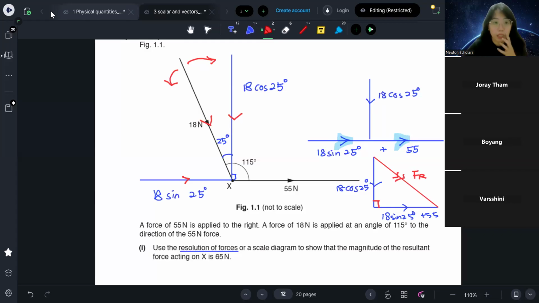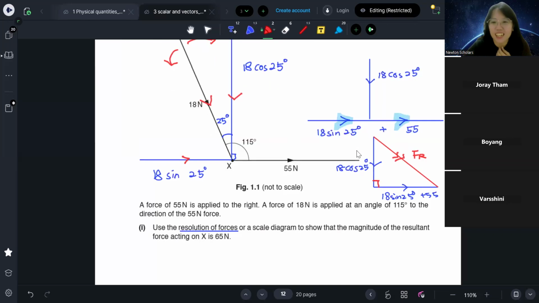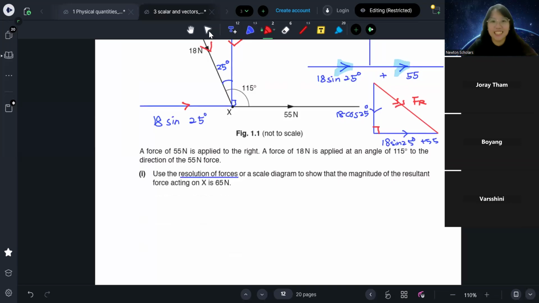Others, are you able to get the answer? 65. Thank you, Kai Qian. How about others? Jore, Junho, Boyang, Vito? 65. Good job. Boyang does not have calculator. It's okay. Okay. Dear, how can I help you without your calculator?